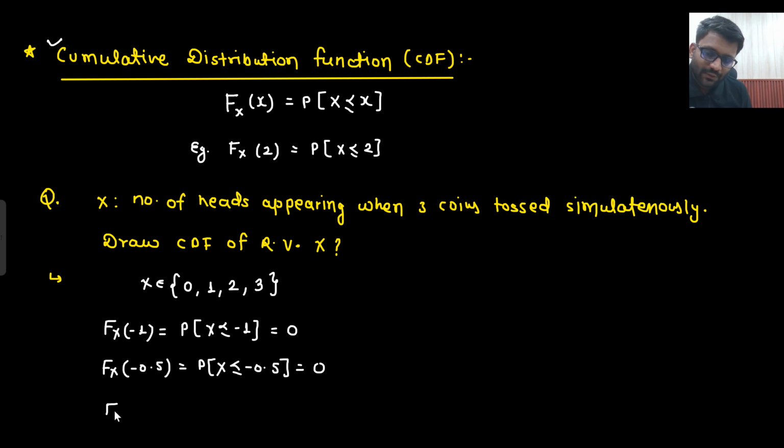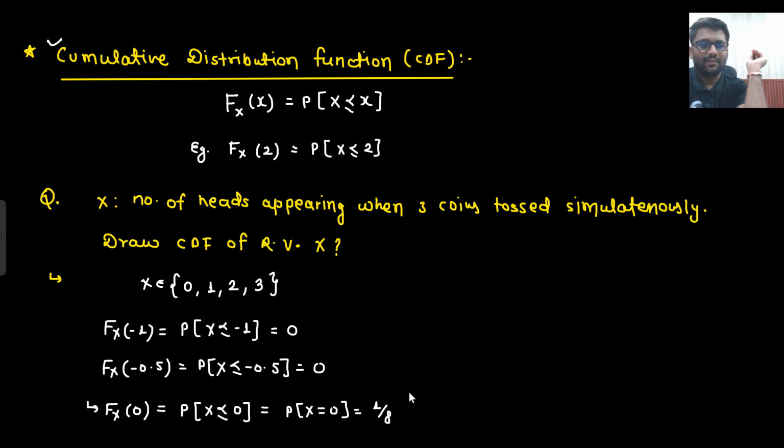If I ask you fx of 0, what will be the value of fx of 0? Probability of random variable x taking values lesser than or equal to 0. So it cannot take value lesser than 0, but it can take value equal to 0, right? So it will be equal to probability of random variable x taking value 0, that is equal to 1 by 8. So what do you get to know here? That fx of 0 is coming out to be 1 by 8 for the first time.